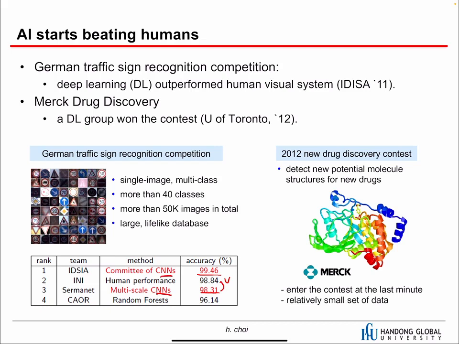We're going to talk about these CNNs later. The third one is based on random forest. I think you're already familiar with random forest. Then the next one is Merck drug discovery in 2012.